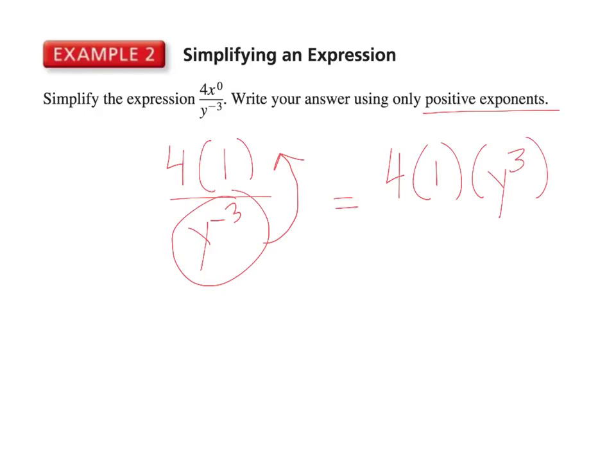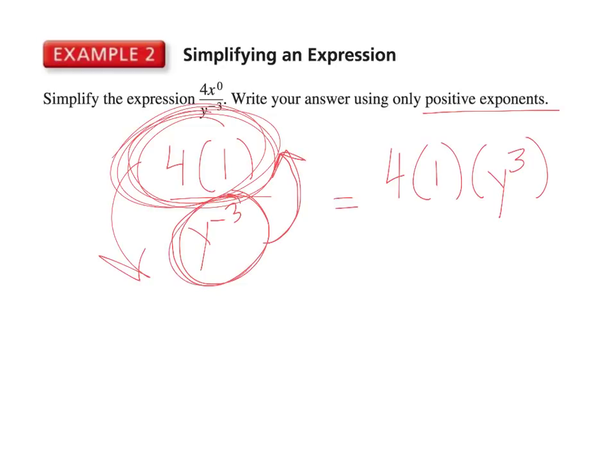Now often students mix this up. Since they switch the position of this, they'll take this here and bring it to the bottom. This you don't touch, okay? You're only changing the position of this piece with the negative exponent. So I have 4 times 1, which is 4, and then I have y to the 3rd. Okay, and that's all there is to it.